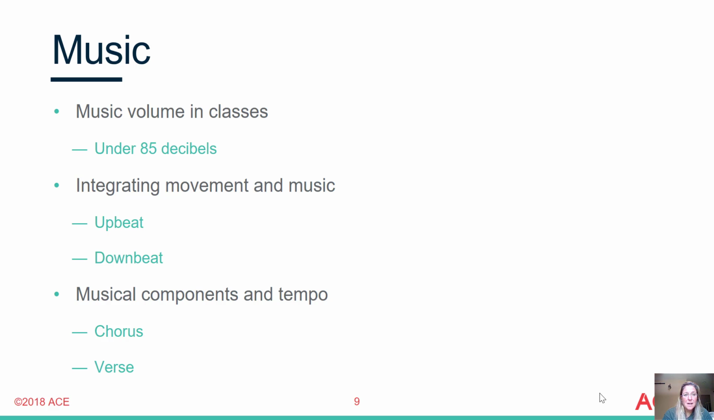As far as volume guidelines, OSHA sets the standards. So we want to keep the music level under 85 decibels. And also, if we're doing beat-driven workouts, we are usually working with the upbeat and the downbeat. The downbeat are the strong pulsations, and the upbeat are the weak pulsations. So if you watch that video, you got an introduction to finding the downbeat.